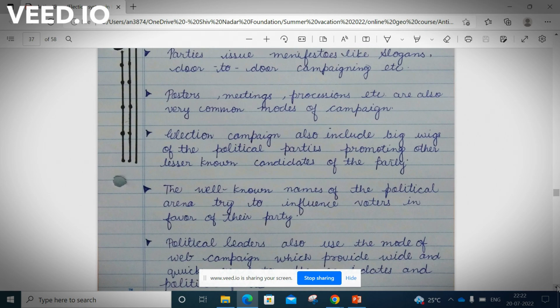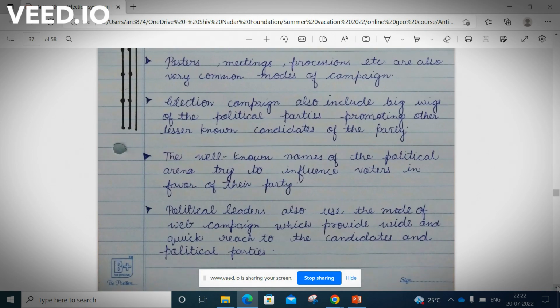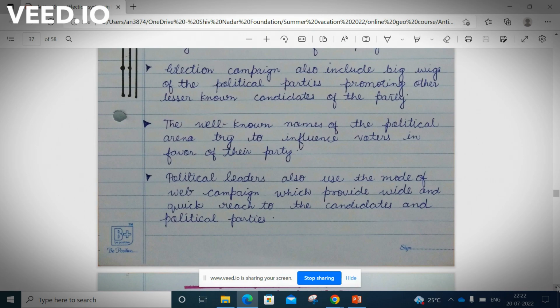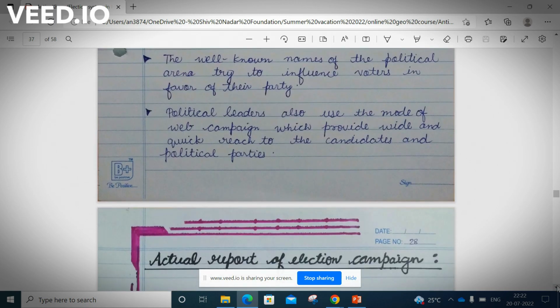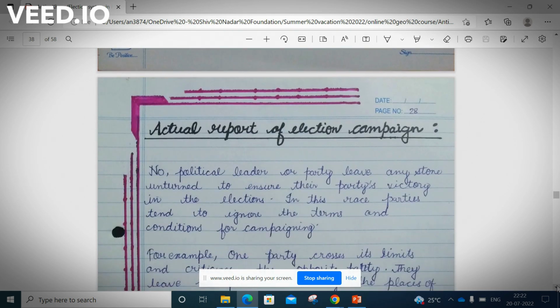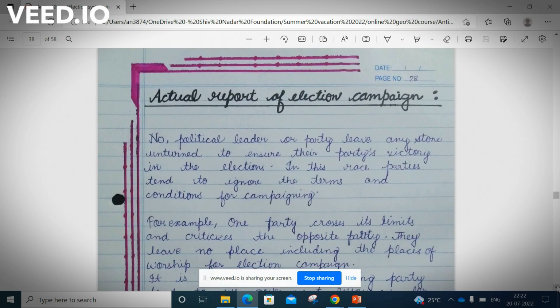Posters, meetings, processions, etc. are also very common modes of campaign. And well-known names of the political arena try to influence voters in favor of their parties through these means. They also use the mode of web campaign, which provides wide and quick reach to the candidates and the political parties. Actual report on election campaign.